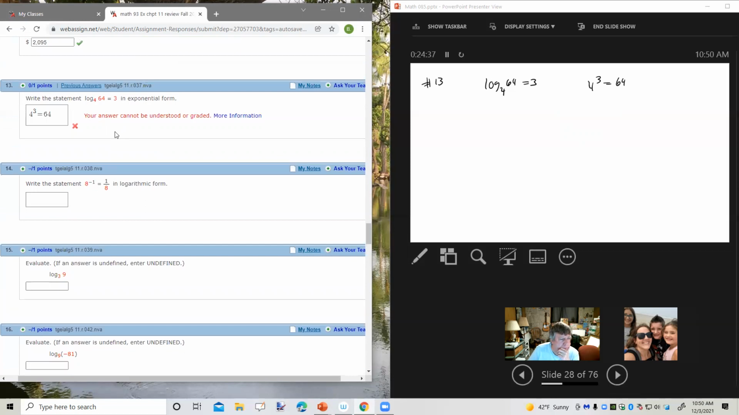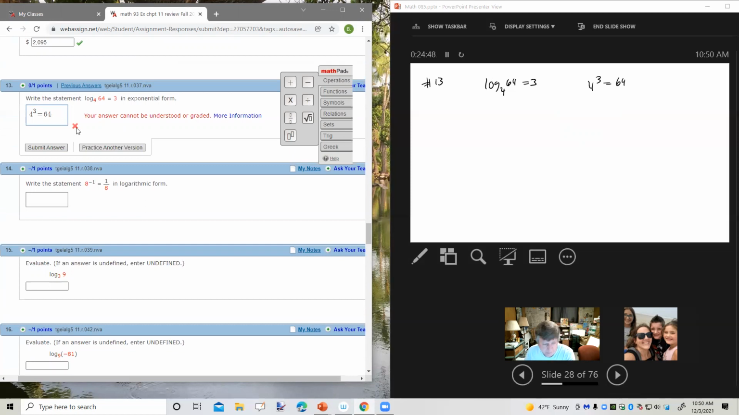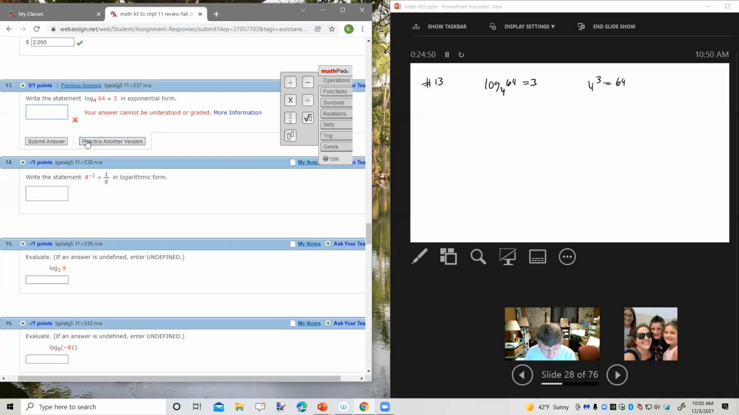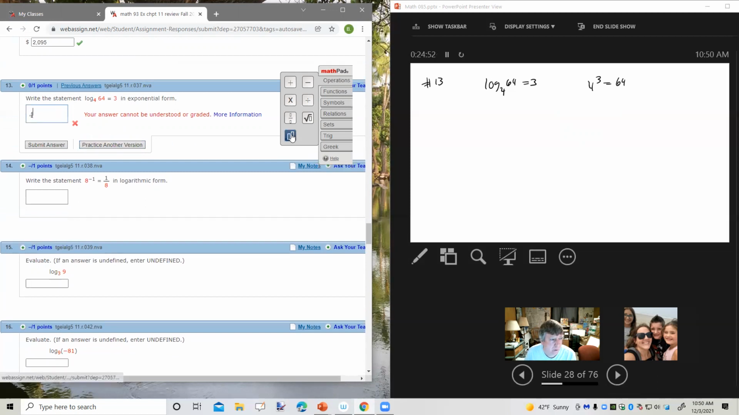4 cubed equals 64. So something's wrong with what I put or how I wrote that. Well, let's see here. 4 cubed. And then if I go equals, I know that's not right. I've got to move it outside of that. Equals 64.